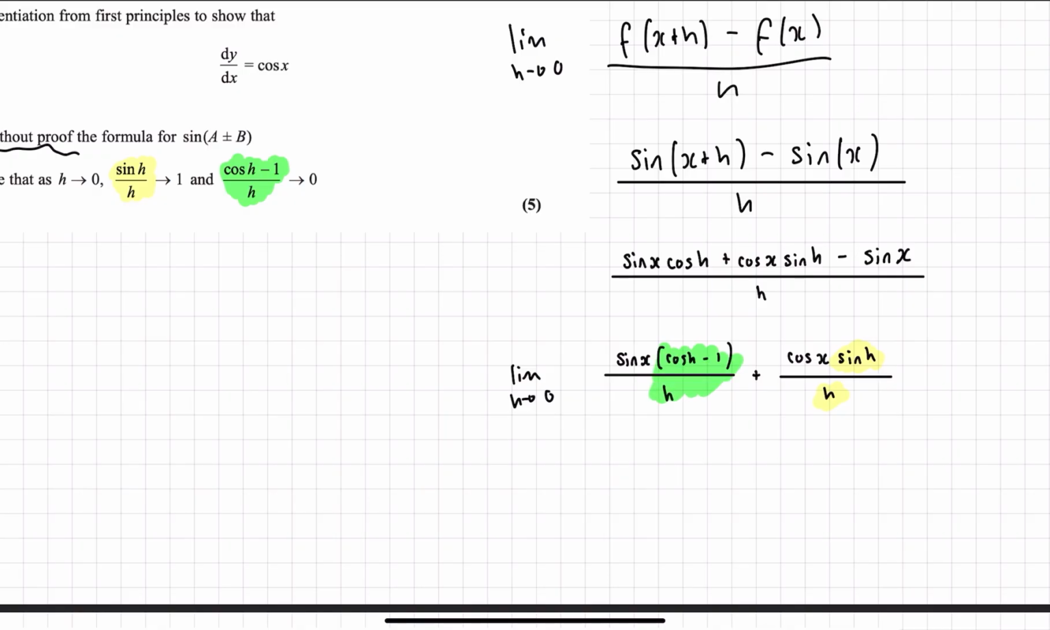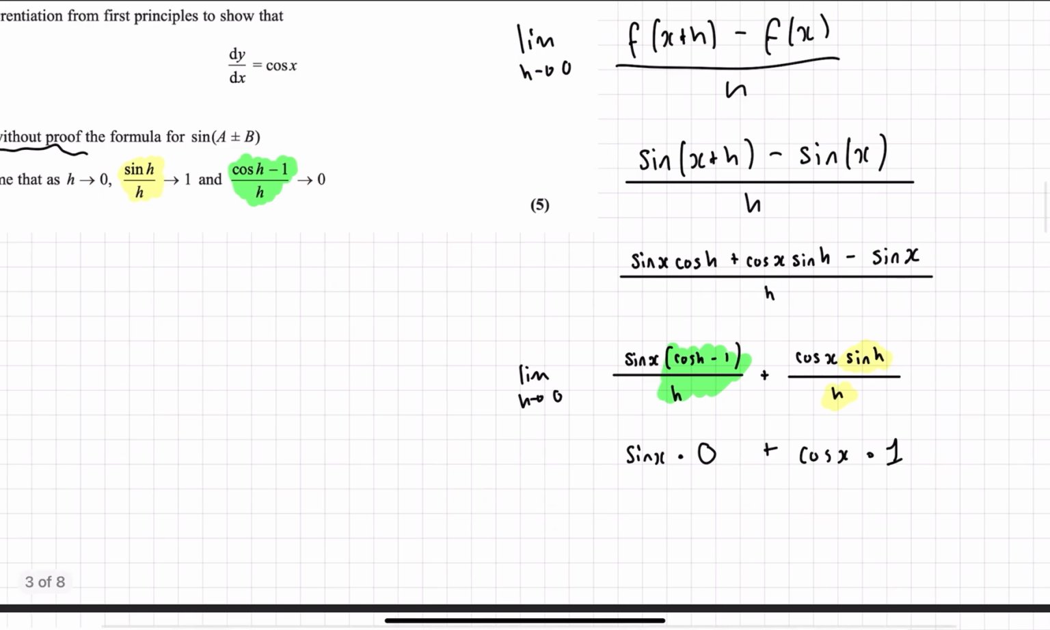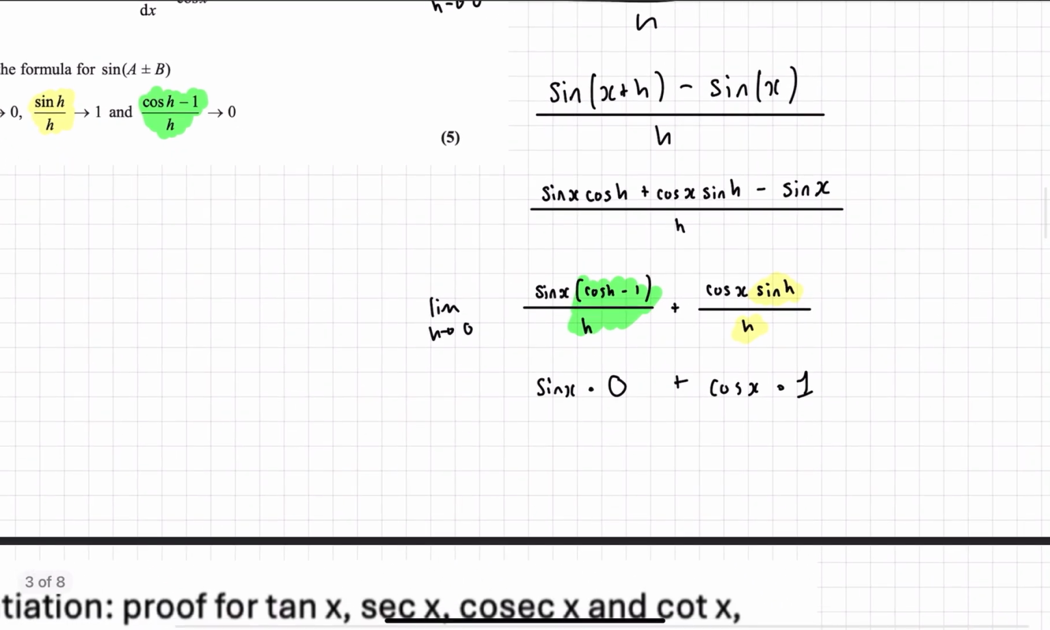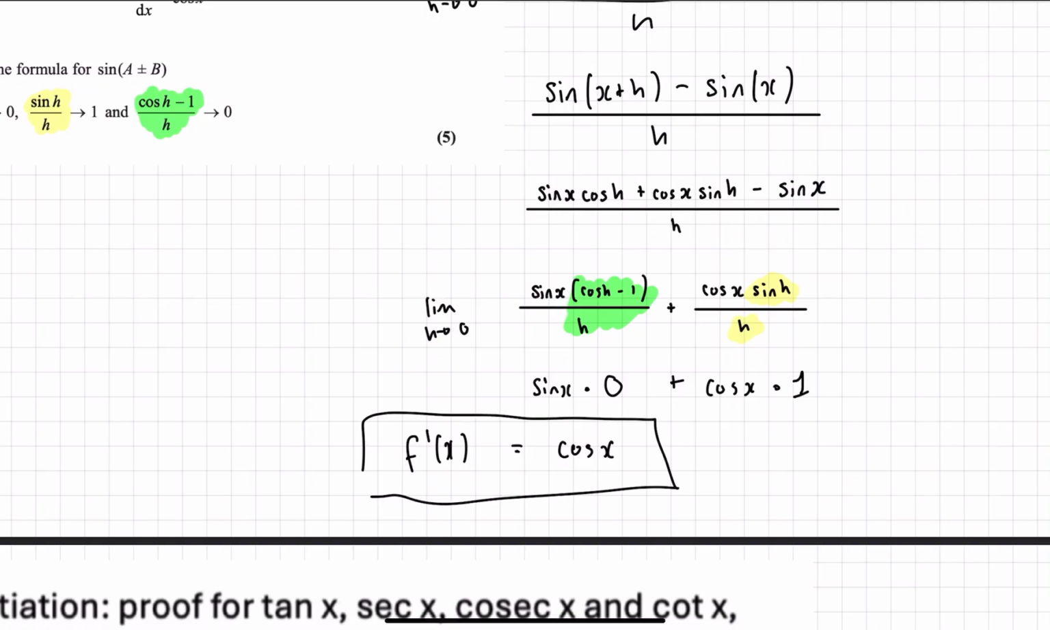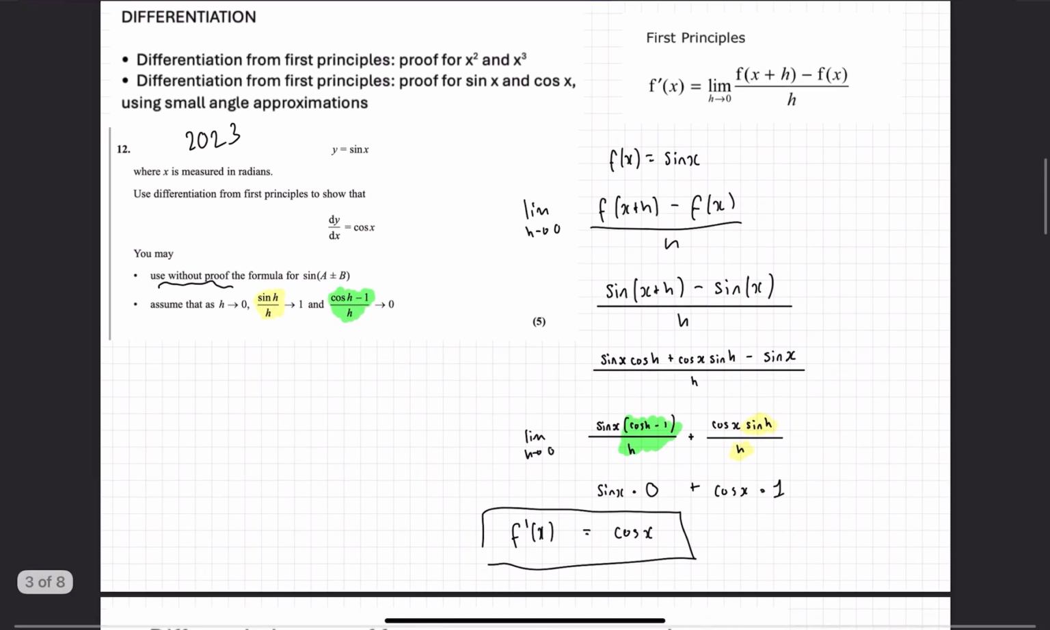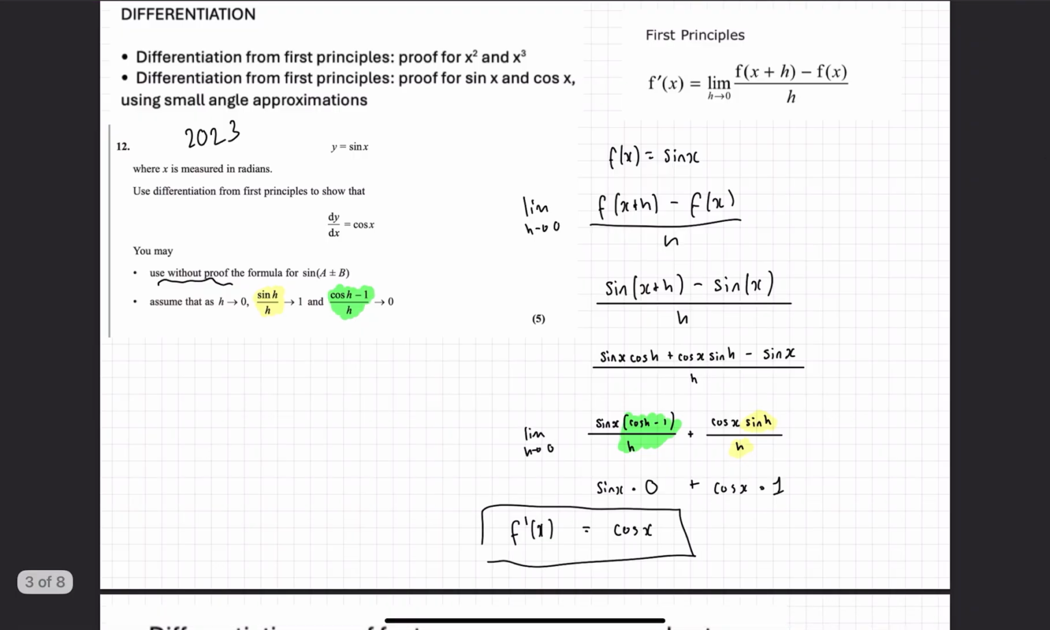So what we're left with is sine x times 0 plus cos x times 1. So therefore, as the limit of h approaches 0, the derivative of sine x equals cos x. And we're done. Proved it there. Nicely done. You can do the same thing with cos x. If you do cos x, you'll get negative sine of x. Okay, lovely. Let's move on.